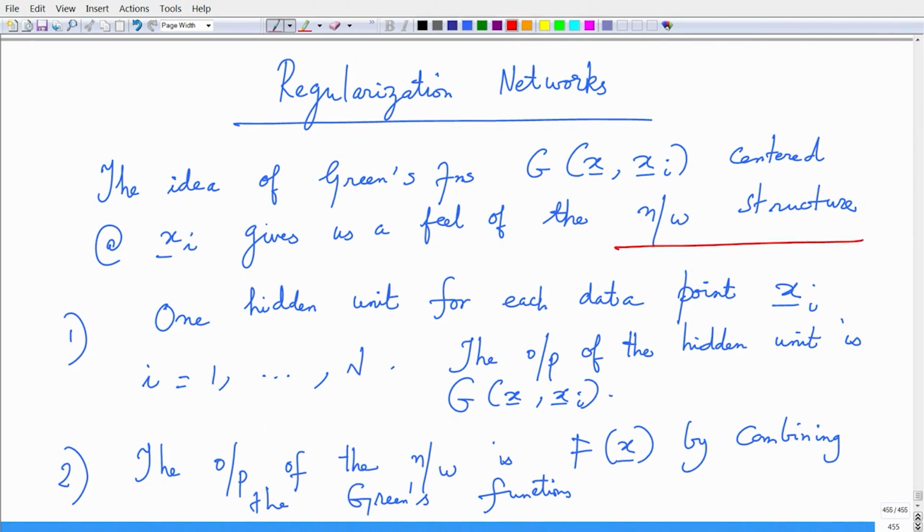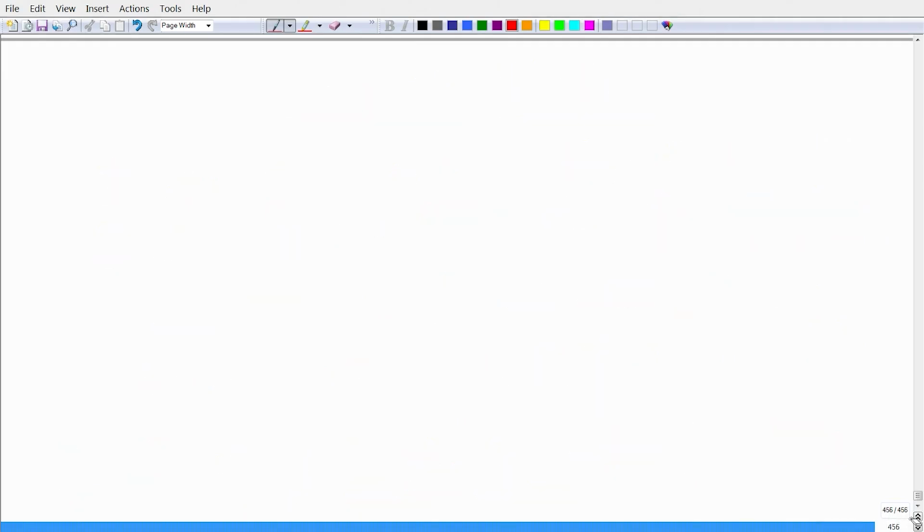There is one hidden unit for each data point xi, i equals 1 to n, and the output of the hidden unit is basically g of x comma xi, and the output of the network is this function f of x, obtained by combining these Green's functions that are centered at the data points. Okay. So, let us sketch how this sort of looks.